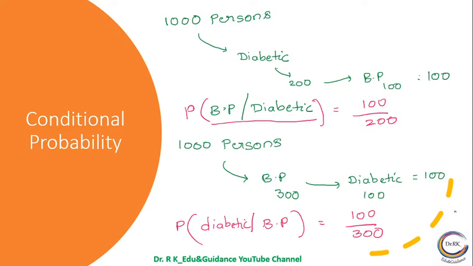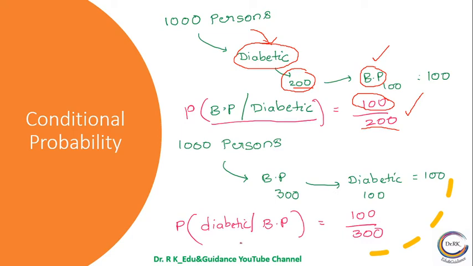Now we'll see how to find the probabilities. Take the same example. We want to find the probability that a person is having BP given that he is already diabetic. In this case, BP is the latest event and diabetes has already happened. That means the sample space reduces to the diabetic patients, so we are selecting BP patients from these diabetic patients. Therefore, the probability of BP given diabetic: the sample space is 200, out of which 100 are in favor of having both. So it is 100 by 200.